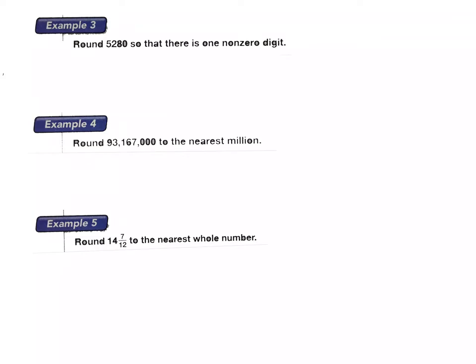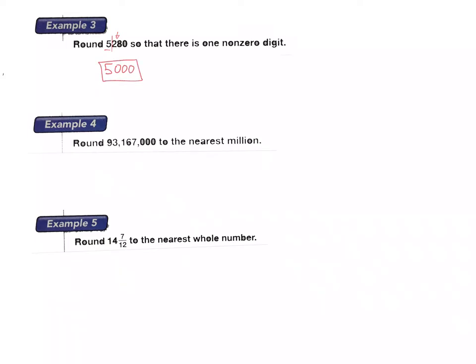So it says round this, so there is one non-zero digit. So that means I want one of the digits to have a number in it, and the rest of them to be 0. So in this case, I want to round it to the thousands place. So I want it to be here, so I'm going to cut it right there. Since this 2 is smaller than 5, I'm just going to say 5,000.